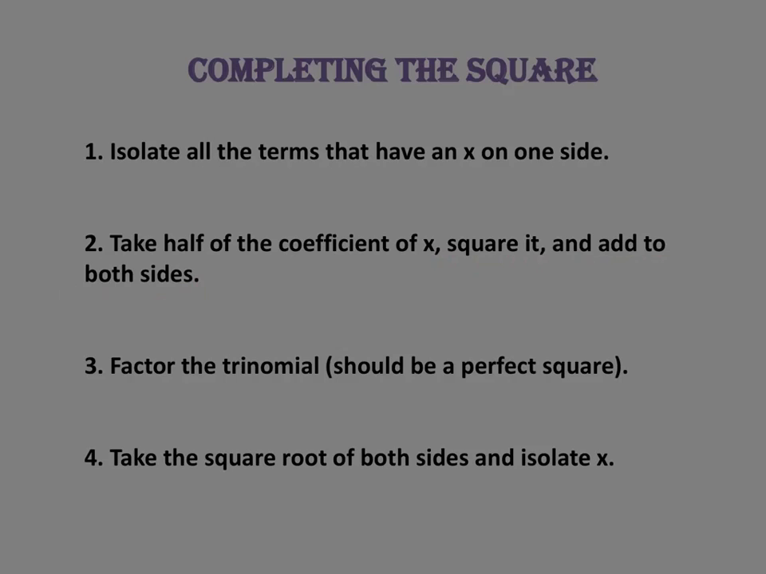Once we've added it to both sides, we're going to be able to factor the trinomial, and this should be a perfect square. That's very important. So when we factor the trinomial, it's going to be a perfect square. And then we're going to take the square root of both sides and isolate x. So I'm going to give you a second to finish copying down these 4 steps, and then we'll go over an example.